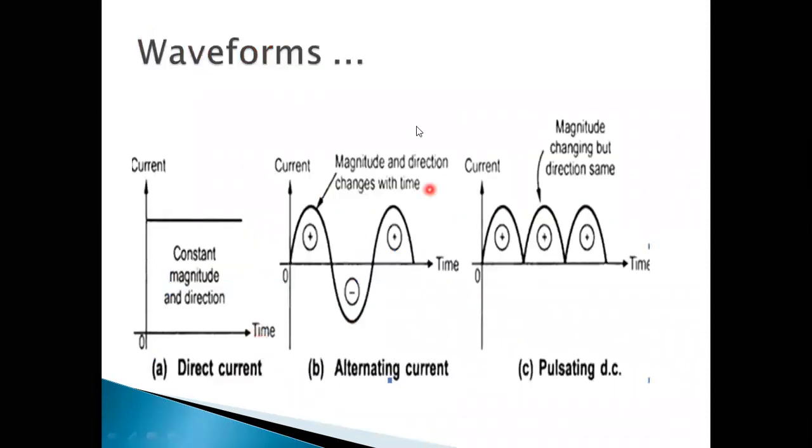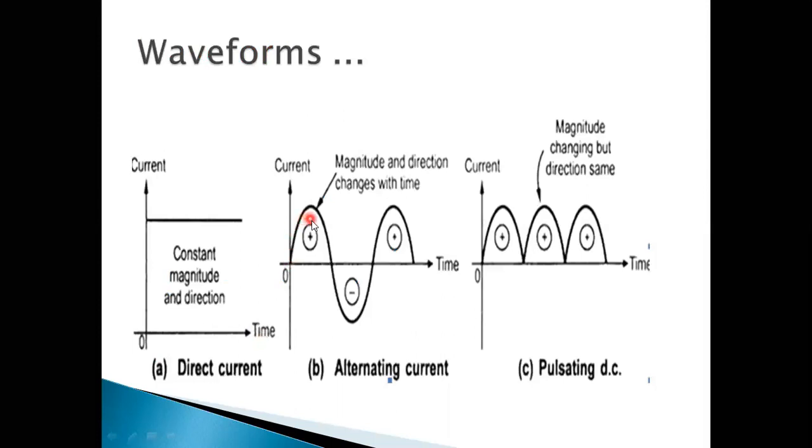What are the different waveforms? Just observe, there are three specific waveforms, and the first waveform is nothing but direct current. Direct in the sense there is no change in the magnitude with respect to time. Constant magnitude and direction with respect to the time. There is no variation in the magnitude and also direction. Those types of quantities are nothing but DC quantities, direct current quantities.